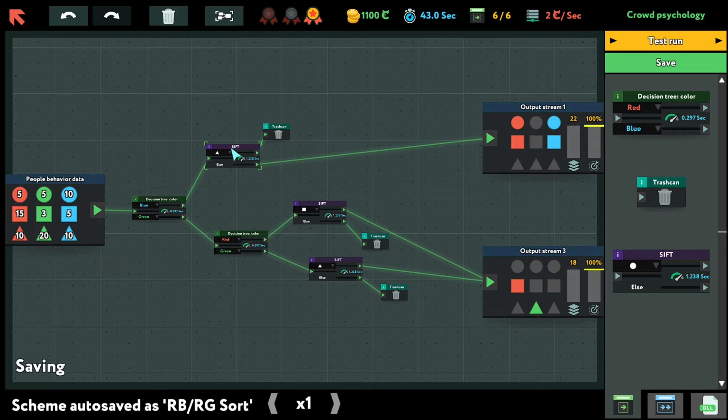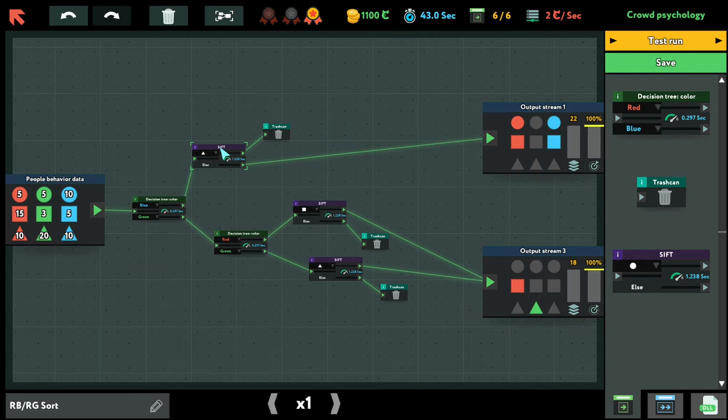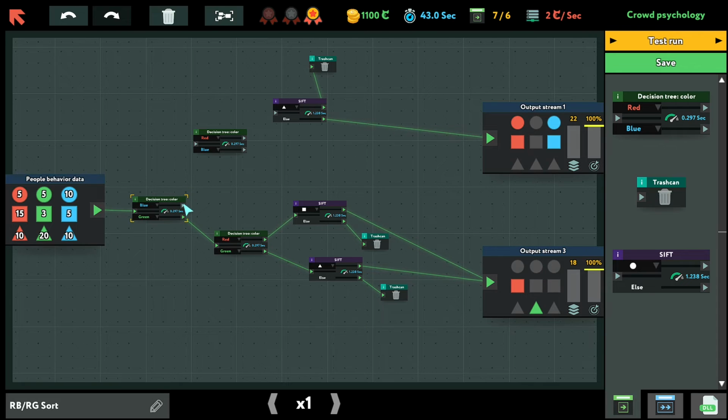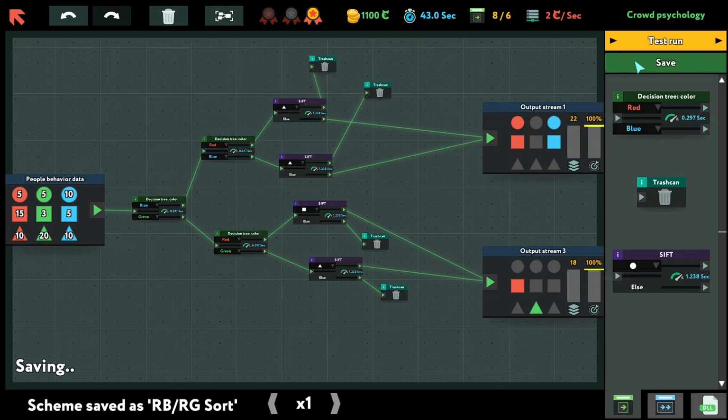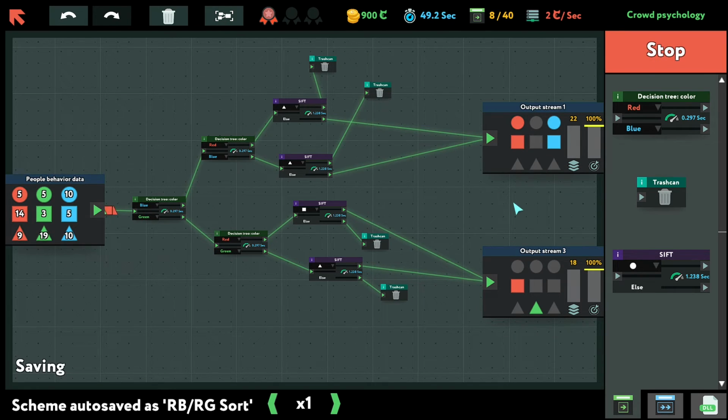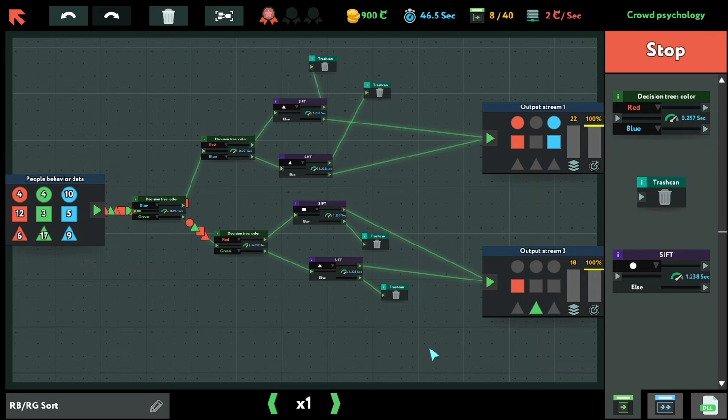Okay, I see we have a bottleneck here. So what we're going to do is we're going to move these, delete this line, we're going to put another thing here that sorts between red and blue. Add another sorter here, we're going to go red there, blue goes here, also sorts out triangles to a trash can, and goes here. This should clean up the bottleneck that I saw. Yeah, that should take care of that.